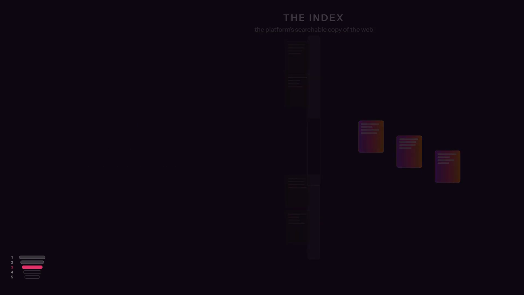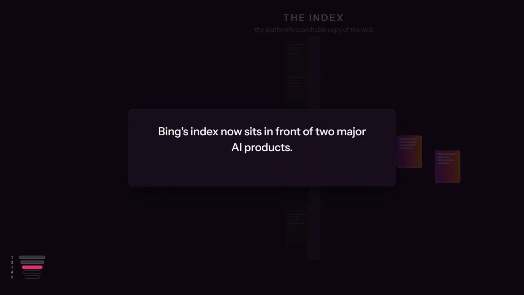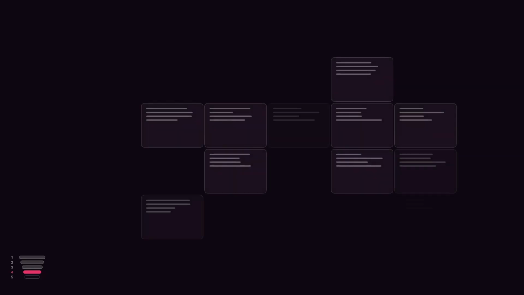One practical note, and it surprises search veterans every time they hear it. Bing's index now sits in front of two major AI products. After 15 years as an afterthought, where you stand in Bing suddenly matters.